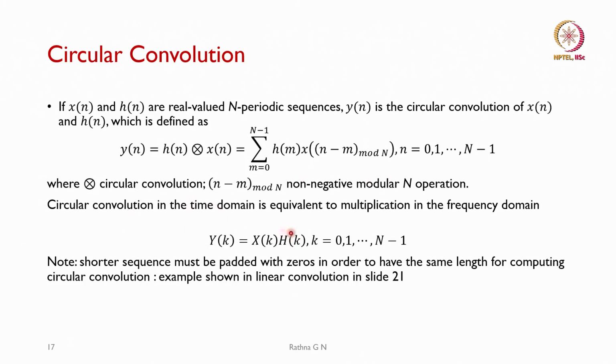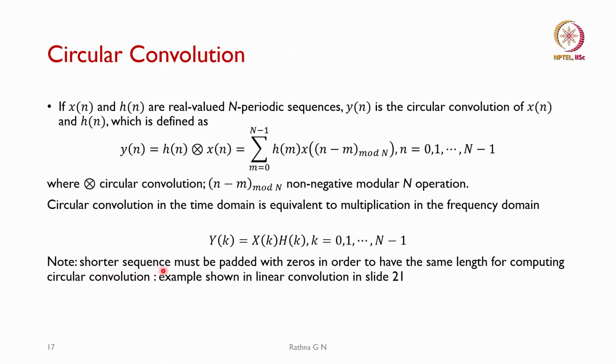This is what we have in the time domain. In the frequency domain, it results in the multiplication of the two discrete Fourier transforms of x and h. So, y of k will be x of k into h of k, where k varies between 0 to n minus 1. So, that is what it says.